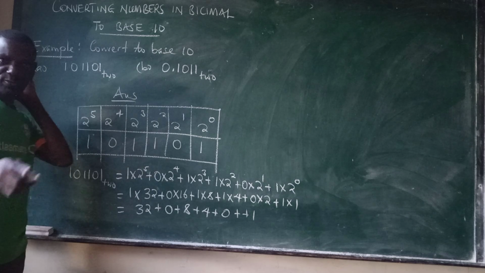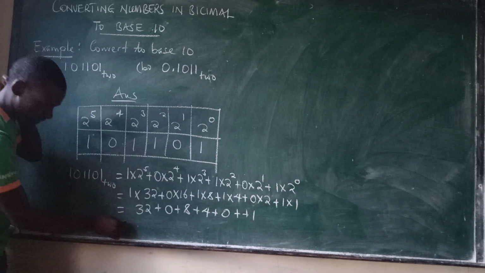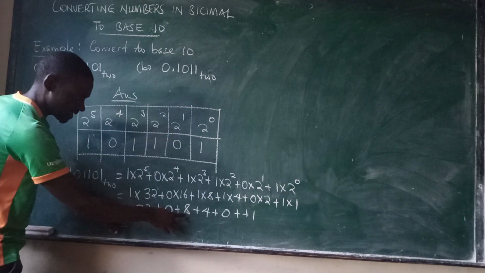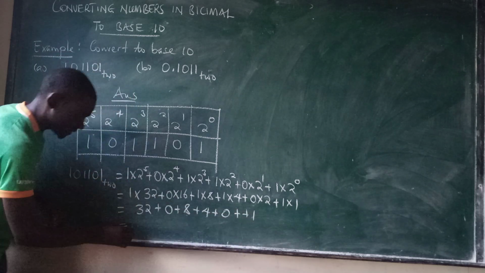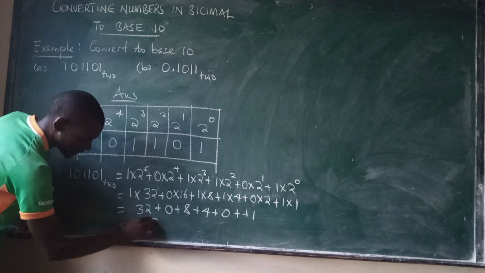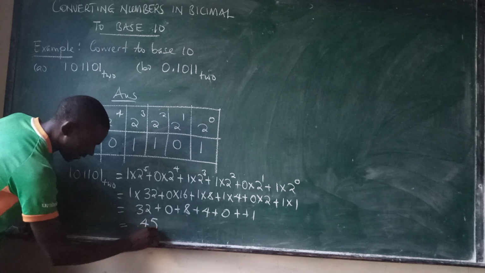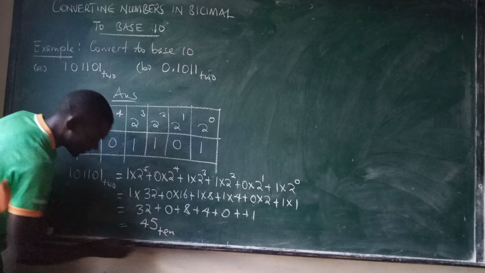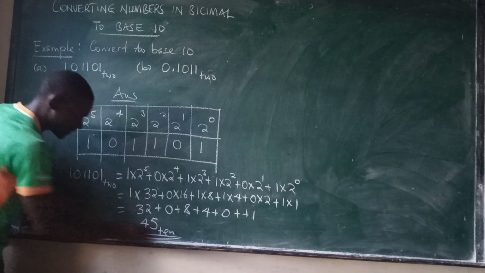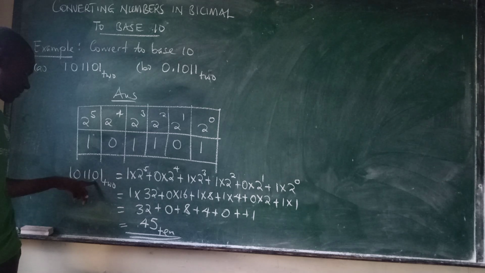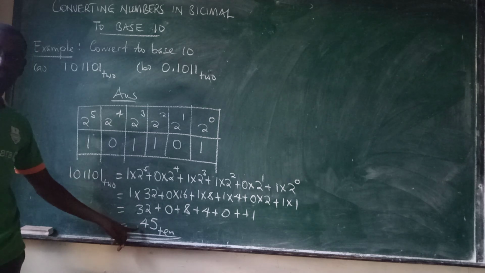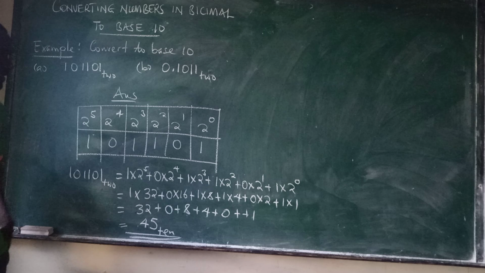So it's just a matter of adding these. If we add 32 plus 8 is 40, plus 4, 44, plus 1, 45. So this will be our answer, which is in base 10. That simply means 1, 0, 1, 1, 0, 1 base 2 is simply 45 in base 10.